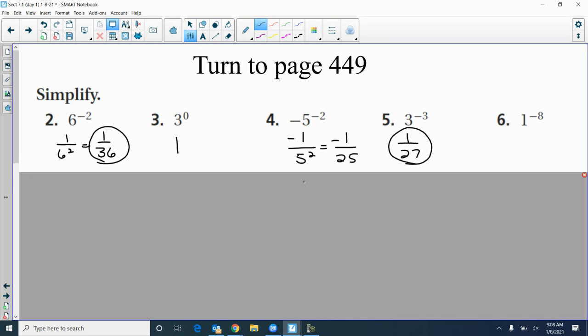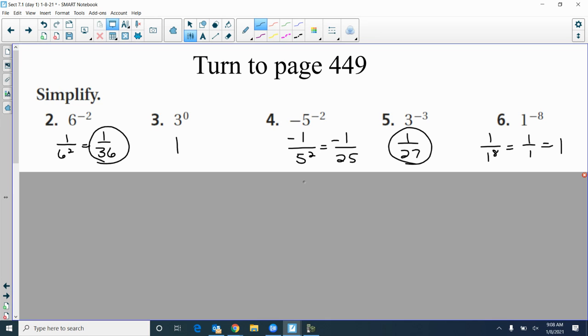Ooh, 1 to the negative 8. Zach, quit hogging the spotlight. This one's easy. 1 to the negative 8. How do we rewrite that? Tell me how to rewrite it, Josh. This is just 1. Good. It's going to be 1 because 1 to the negative 8 is 1 to the 8, and 1 to any power is 1, so you just end up with 1 over 1.